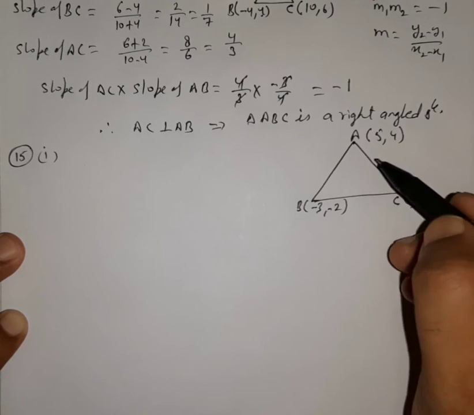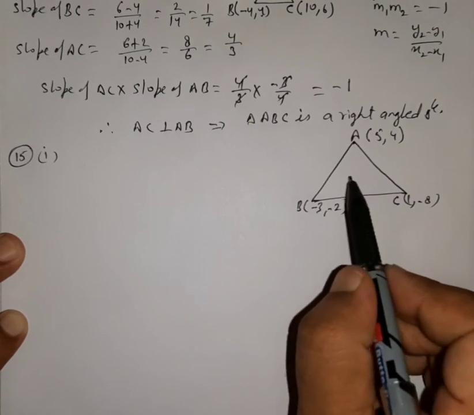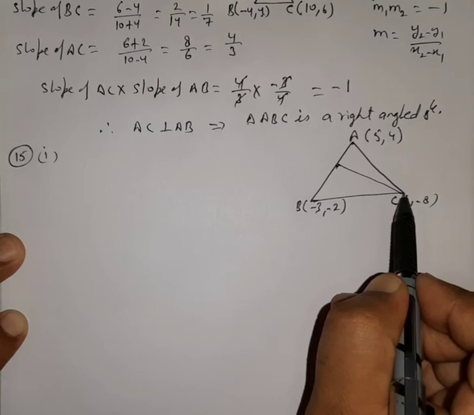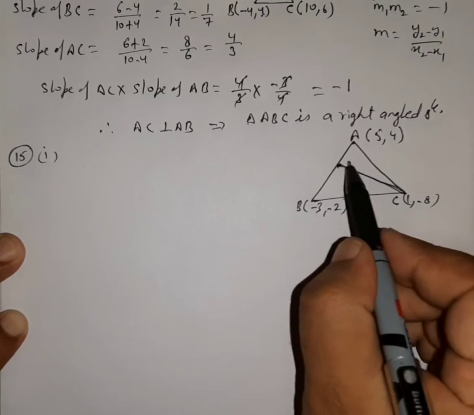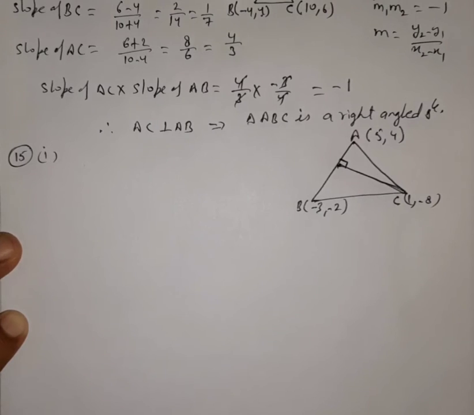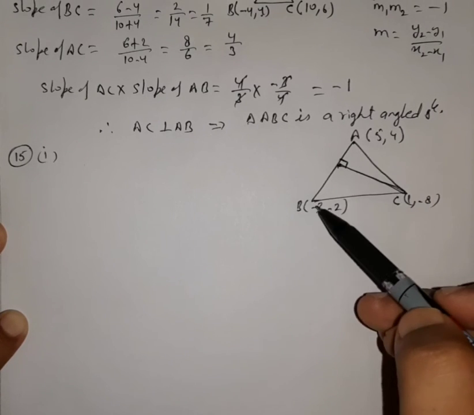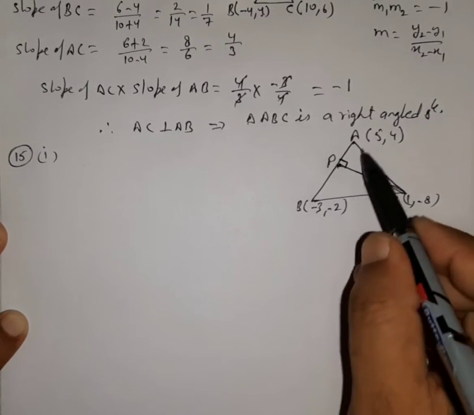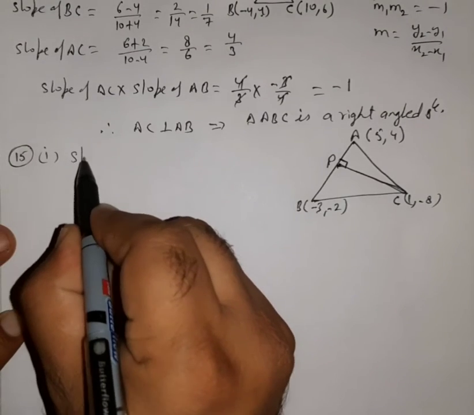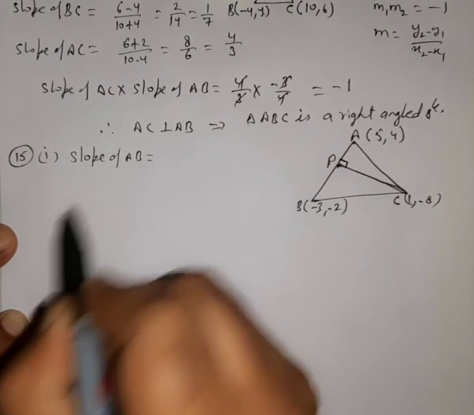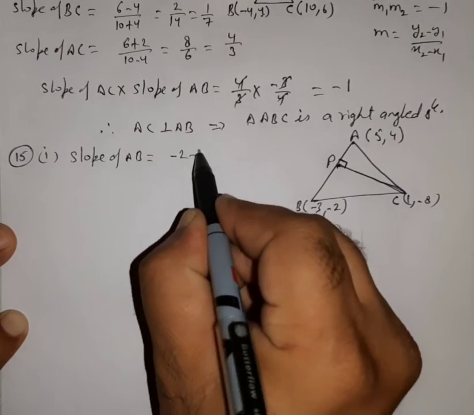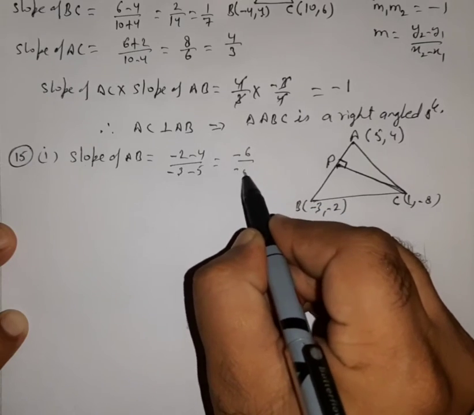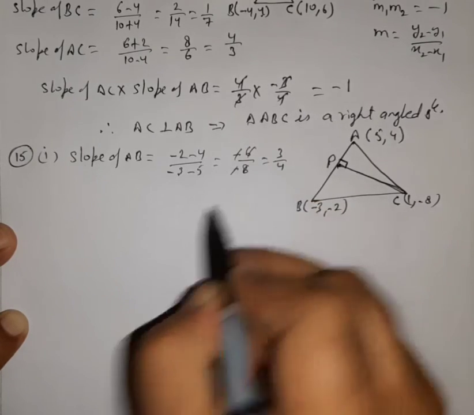Altitude means the line that will be making an angle of 90 degrees with the opposite vertex. So here this angle must be 90 degrees. In this case we will find the slope of AB first. Let us say that this point is P, meaning it is making a perpendicular angle with AB. So let us find the slope of AB. The slope of AB will be equal to y2 minus y1 over x2 minus x1, so minus 2 minus 4 over minus 3 minus 5. That will be equal to minus 6 over minus 8, so that is 3 over 4.